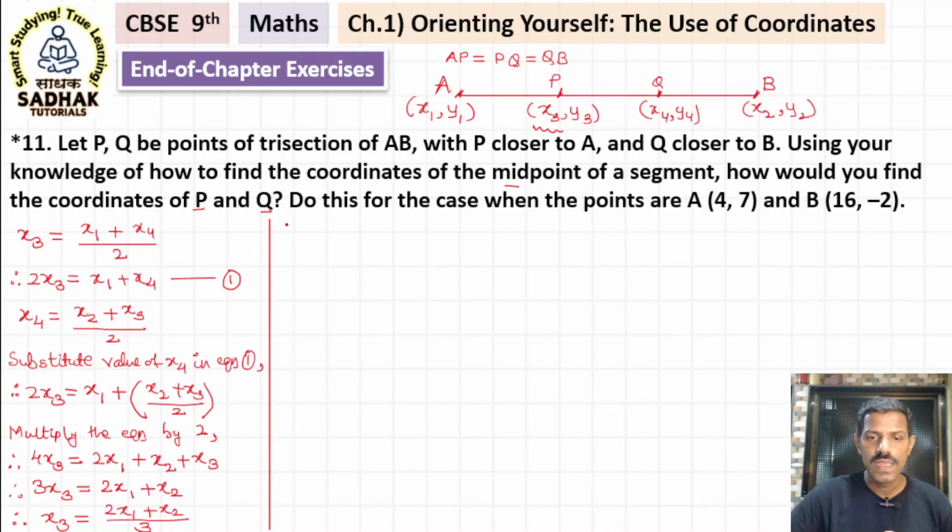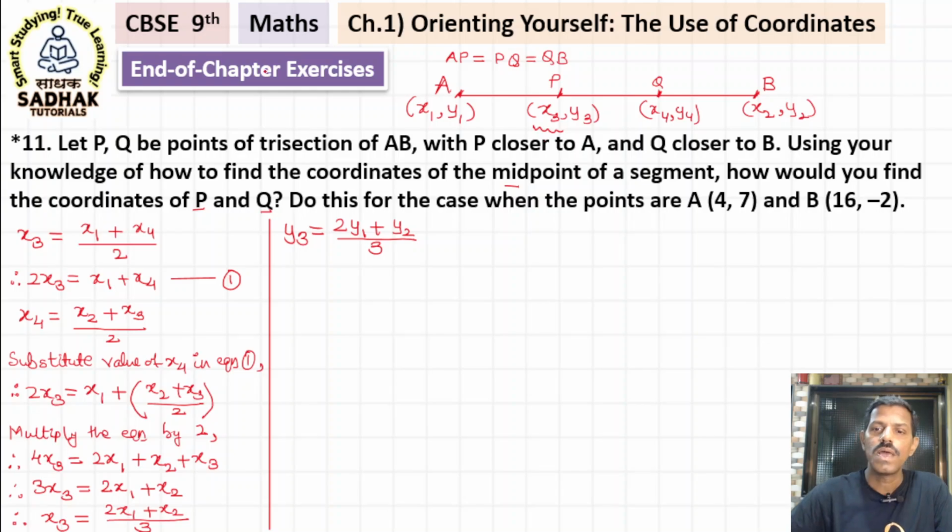Similar thing we can use, or same equation we can use for finding out the y coordinate as well. Therefore the y coordinate of P, that is y3, will be equal to 2 multiplied by the y coordinate of point A plus the y coordinate of point B, divided by 3. Okay, fine. And similarly we can do it for x4 as well as y4. But before going there, let us generalize this formula, so that we can use this formula not only in this sum but in any other sum.